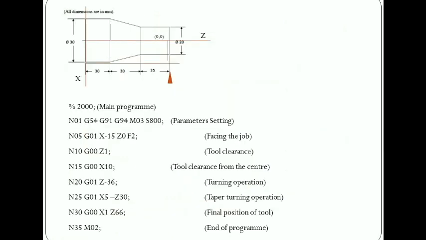This is an example of lathe machine. So in lathe machine, we are going to consider the X and Z directions. X is along perpendicular to the spindle rotation. Z is along with the spindle rotation.